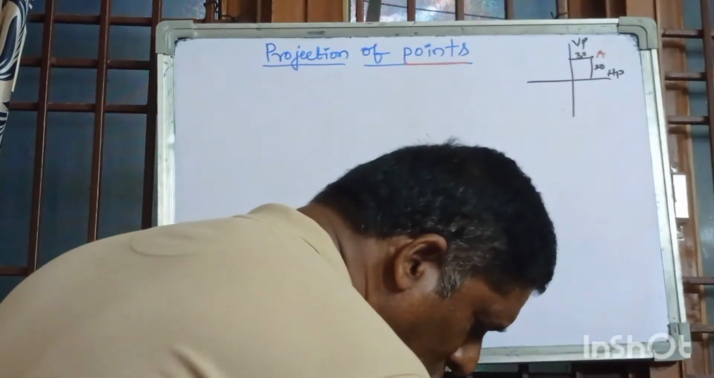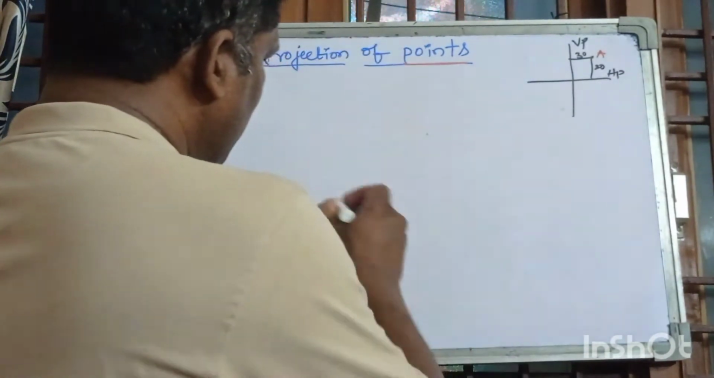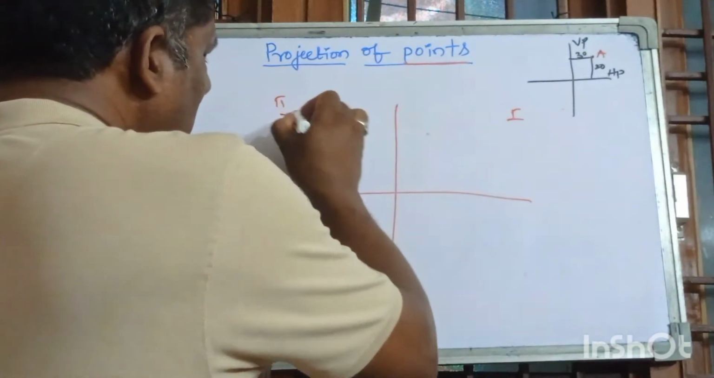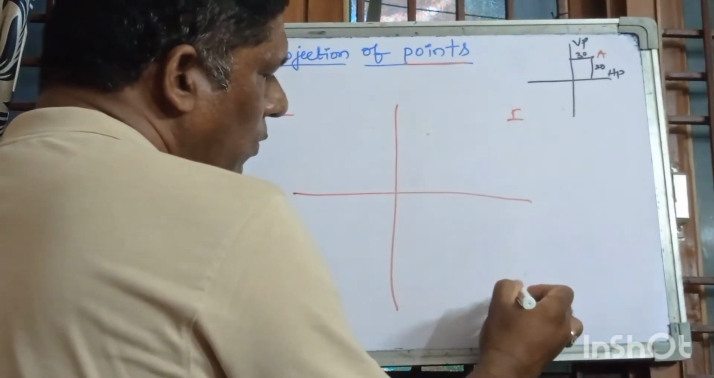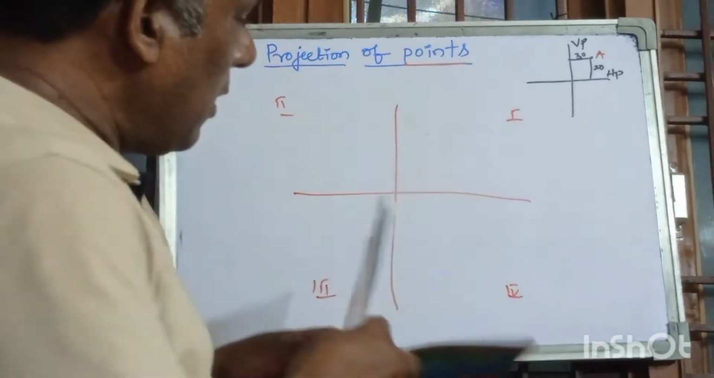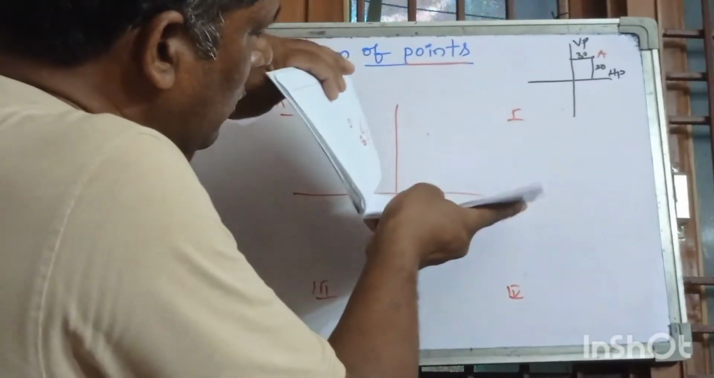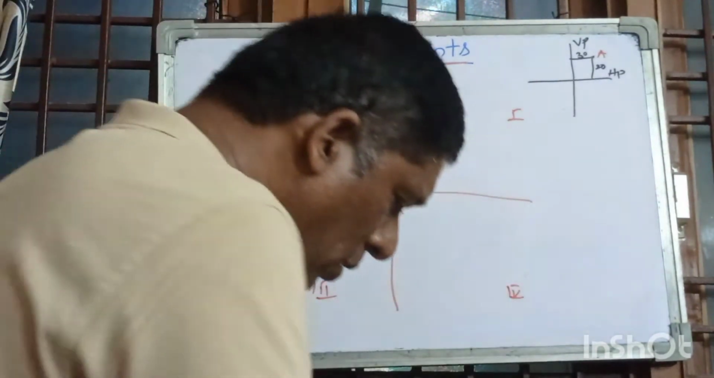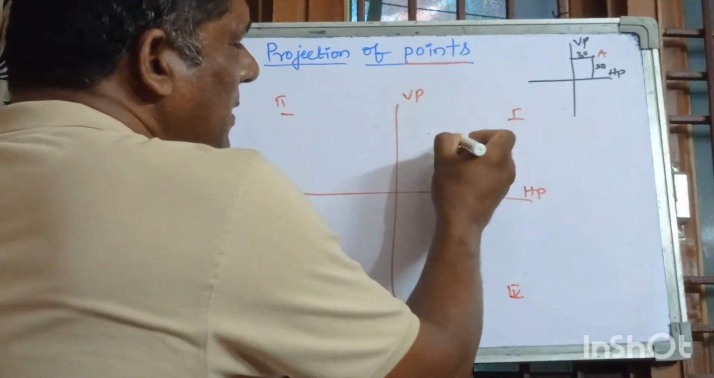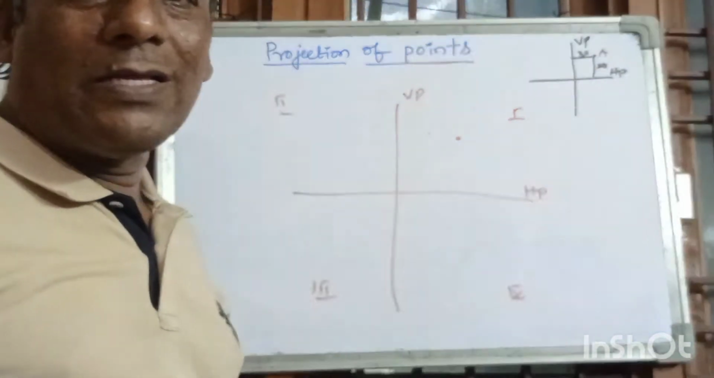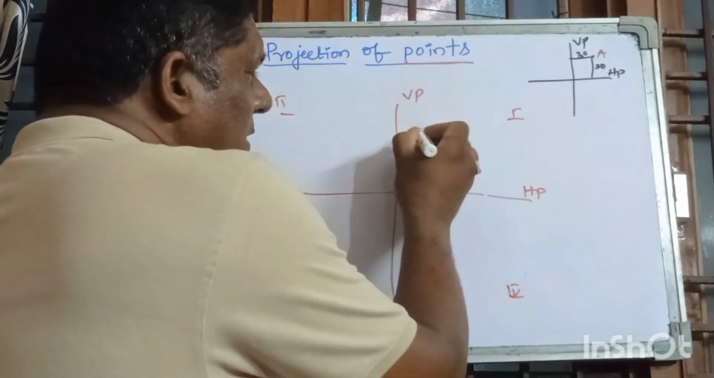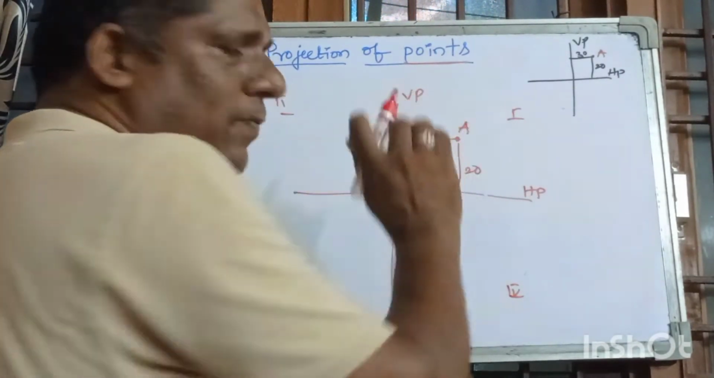Otherwise, I will show here. This is the first quadrant, this is the second quadrant, this is the third quadrant, this is the fourth quadrant. All of this we already discussed. Suppose the first quadrant is like that, with the horizontal plane and the vertical plane. The object, a point, is here. It is 20 mm above HP and 30 mm in front of VP. The point name is A.